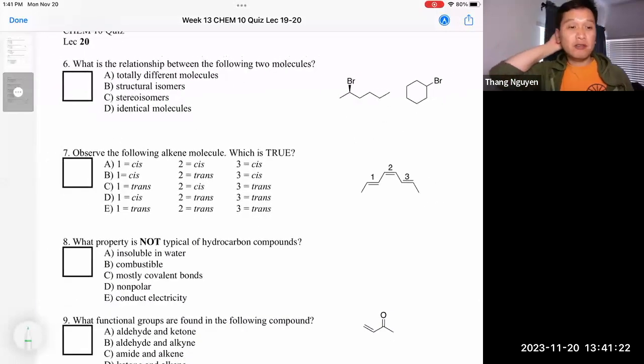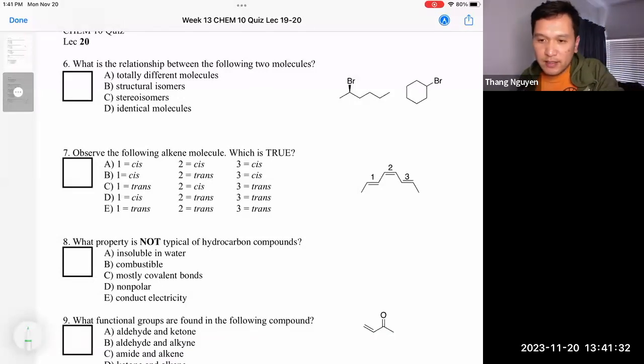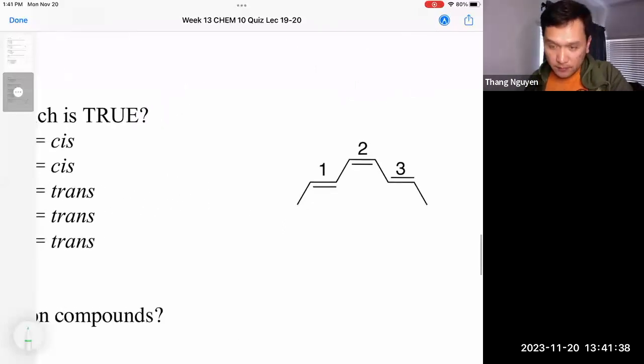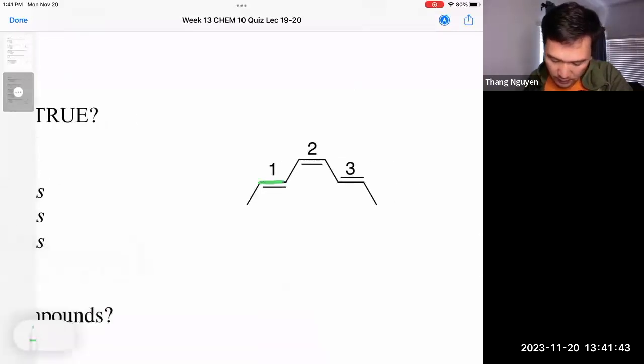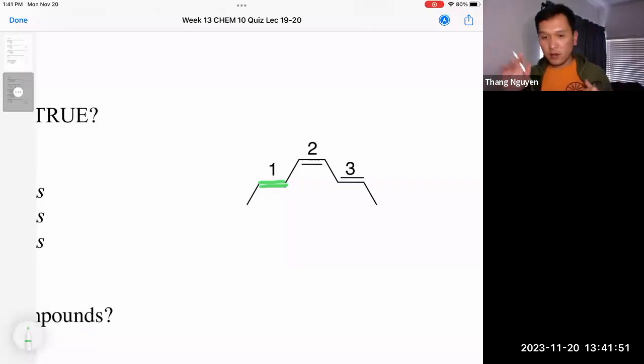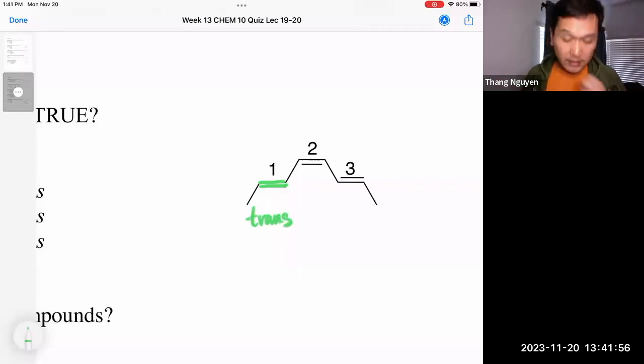So that kind of segues to our number 7. It says, observe the following alkene molecule, and then identify the cis and the trans bond that we have in the double bonds. Okay, so let's take a look at it. This is your first double bond. Just notice the carbons coming off of them. Are they going in the same direction or opposite direction? If they are opposite, we call it trans, right? So that's a trans.